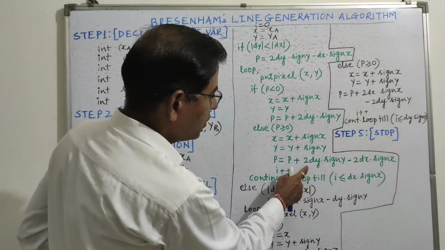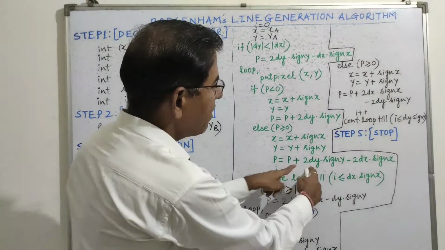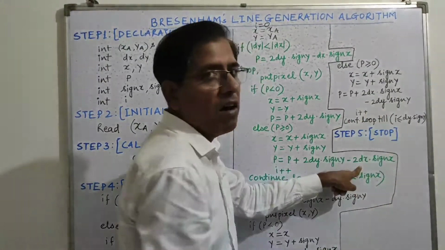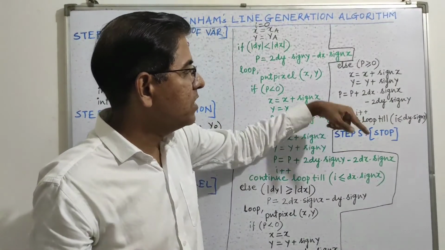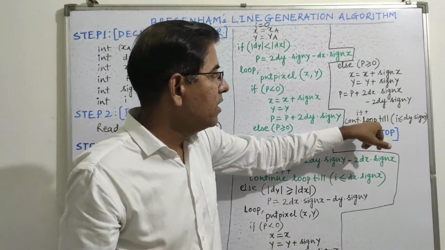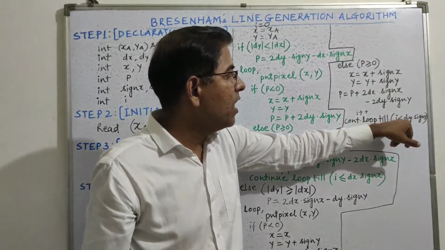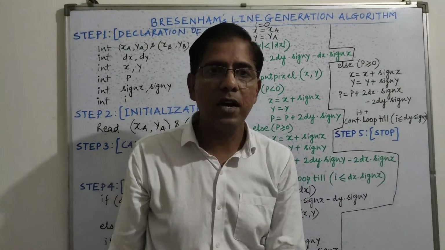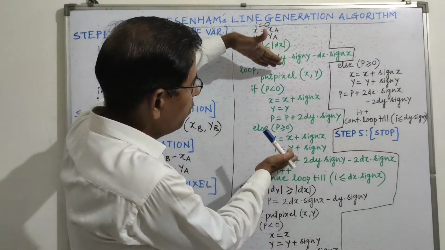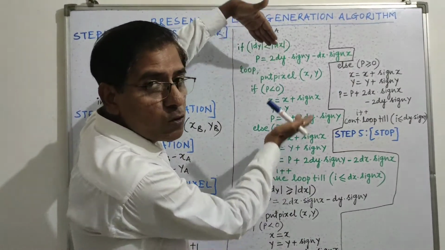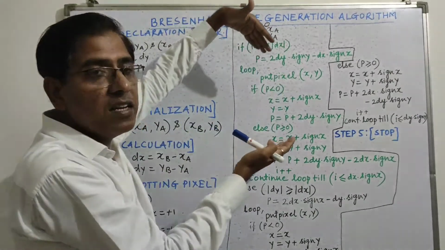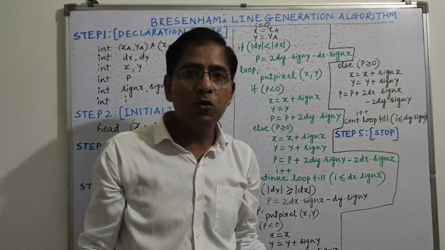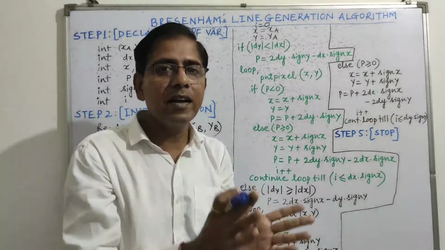exactly opposite to this formula. p is equal to p plus 2 dy minus 2 dx, so here it is 2 dx minus 2 dy. Okay, I plus plus, increment the value of loop counter, and this loop will continue till value of I is less than or equal to dy into sin y. Okay, so this loop will be in picture when the slope of a given line is less than 1, and this portion will come into the picture when slope of the line is greater than 1.